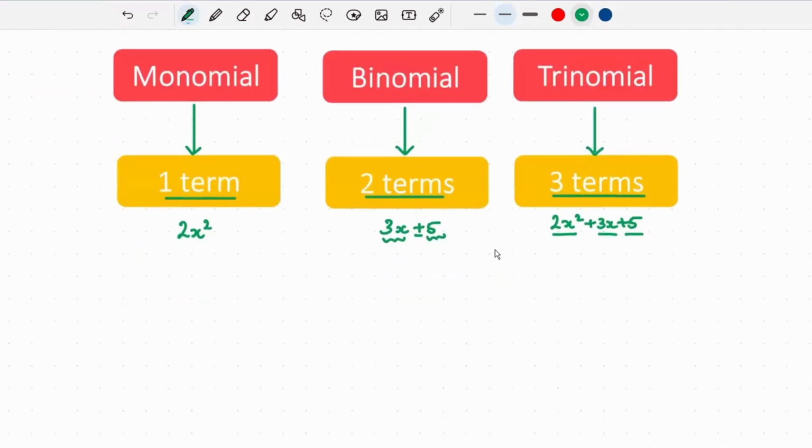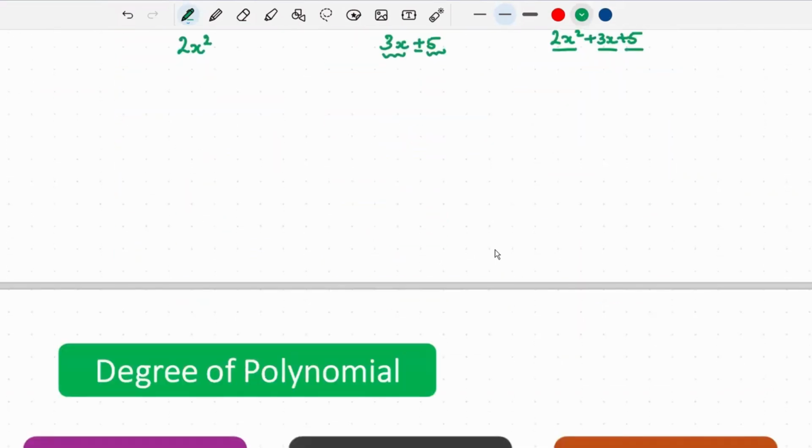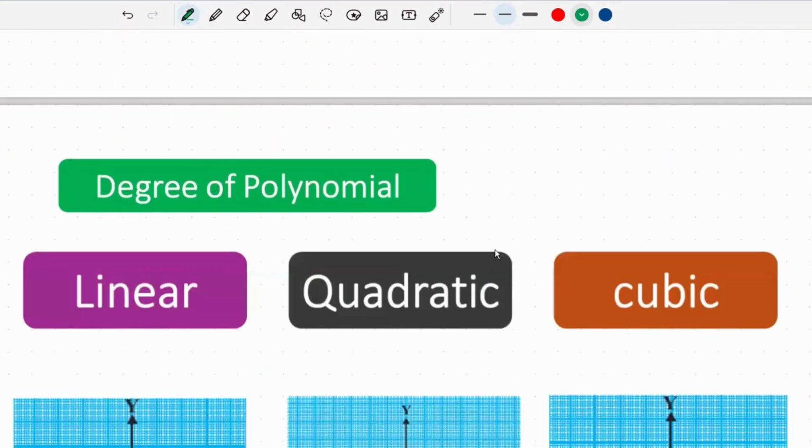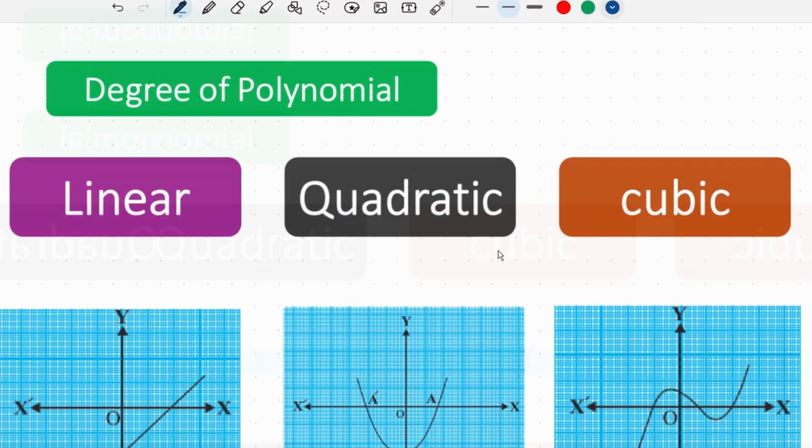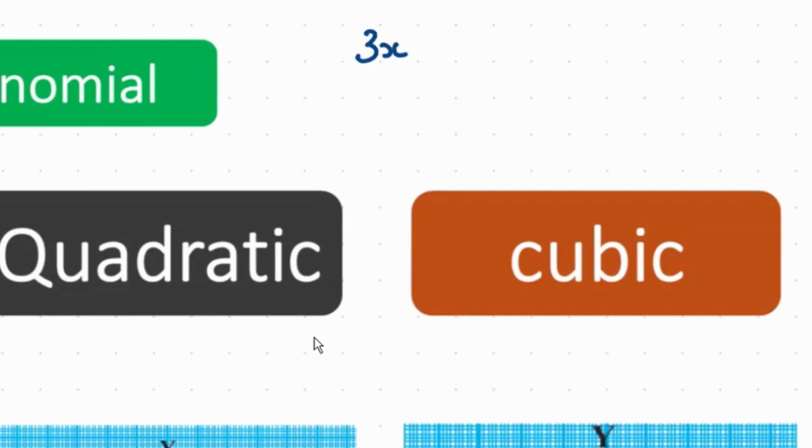So this is one type of classification of the polynomials based on the terms. Next type of classification is based on the degree. So firstly, let us understand what is degree of a polynomial. Suppose we have a polynomial 3x minus 5. So degree of the polynomial means it is the highest power of x. So here the power of x is 1, which means the degree of this polynomial is going to be 1.